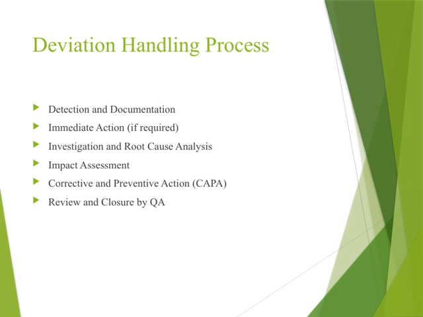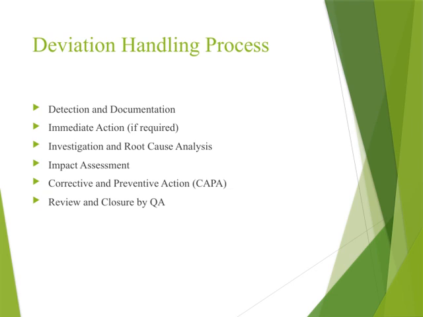Following that, we move into investigation and root cause analysis. Here, we dig deep to understand why the deviation occurred in the first place. Finding the root cause is vital to prevent recurrence. Once we know the cause, we perform an impact assessment. This helps us evaluate the extent of the issue and determine if any products are affected and what potential risks exist. Based on our findings, we implement corrective and preventive actions, or CAPA. This involves making changes to fix the immediate problem and prevent similar issues in the future.